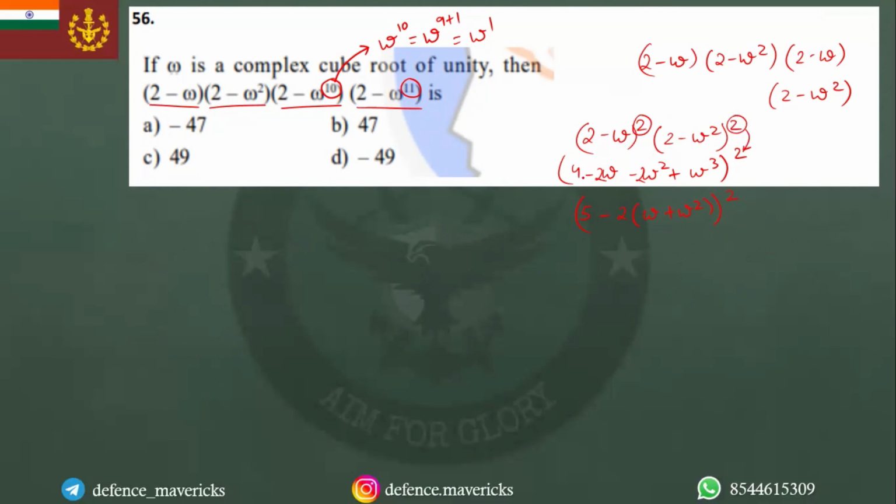Okay, so 2 into 2 is 4. Then 2 into minus omega square, 2 into minus omega, and omega into omega square. Okay, so 4 plus omega cube is 5 because this will be 1. Then I will take minus 2 common from these two: minus 2 (omega plus omega square). Now this will again be minus 1. Minus 2 into minus 1 becomes 2. This will actually become (5 minus 2 into minus 1) whole square, that is, minus 2 into minus 1 is just plus 2. So 5 plus 2 is 7. 7 square is 49. Okay?